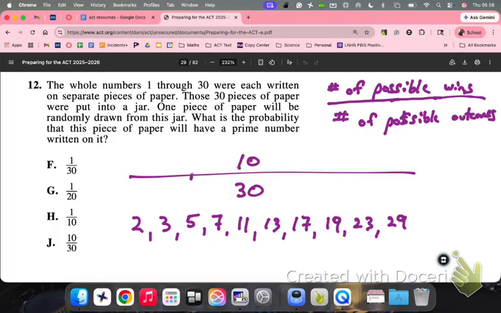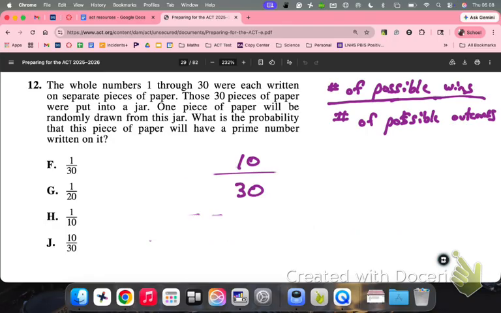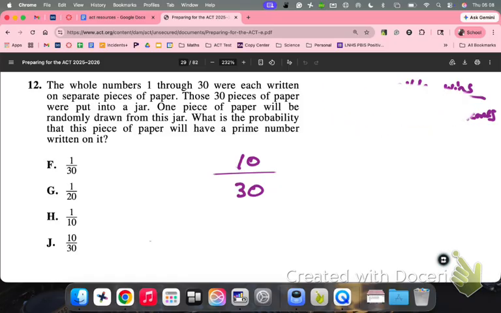Okay, so I have 10 primes. My answer is going to be 10 over 30. Well, if you look at the possible solutions, 10 over 30 is not one of the solutions. Oh, it is. Yeah, it is. They didn't simplify it at all. So the answer is J.